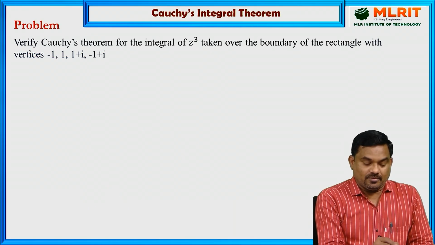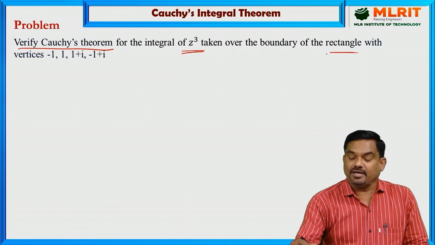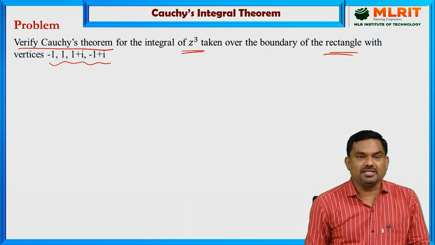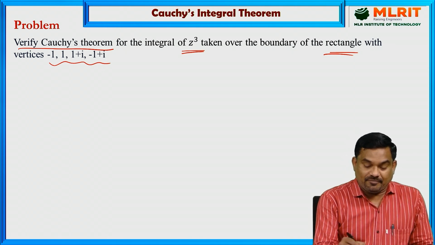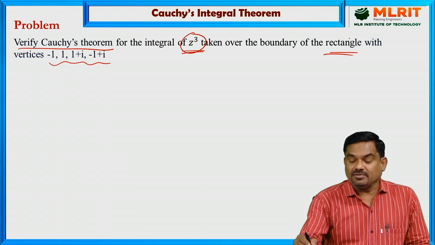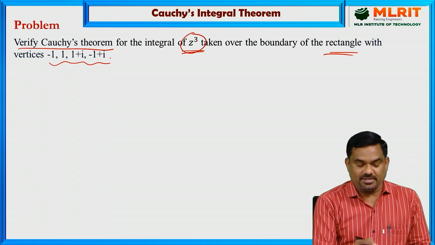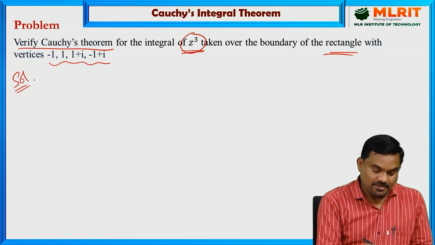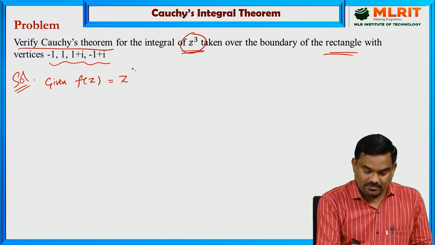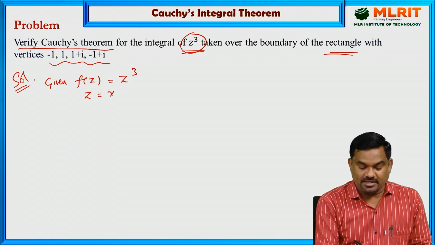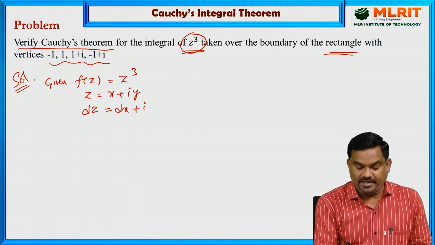Now, verify Cauchy's theorem for the integral of z cube taken over the boundary of a rectangle whose vertices are -1, 1, 1 plus i, minus 1 plus i. Here the function f of z is given and the curve C is the rectangle with vertices -1, 1, 1 plus i, minus 1 plus i. Now coming to the solution part, given f of z is z cube. We know that z is x plus iy and dz is dx plus i dy.